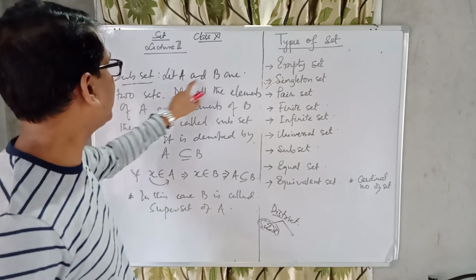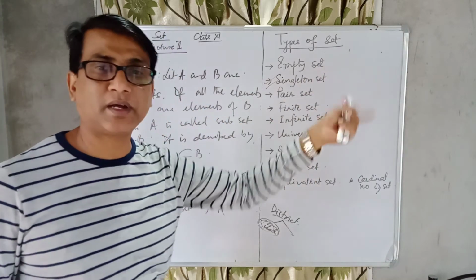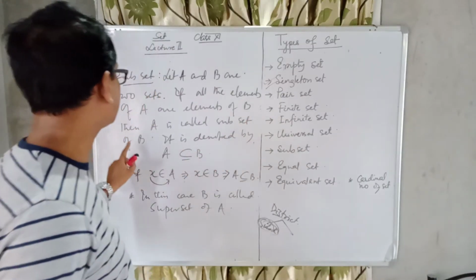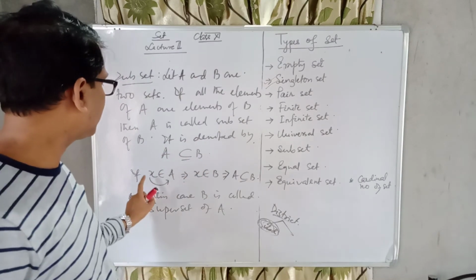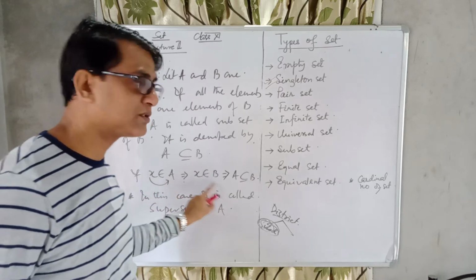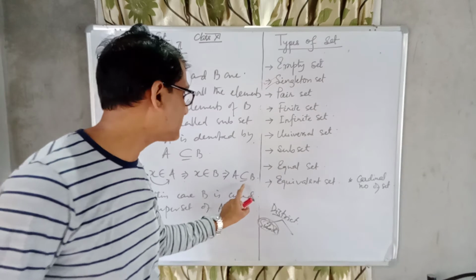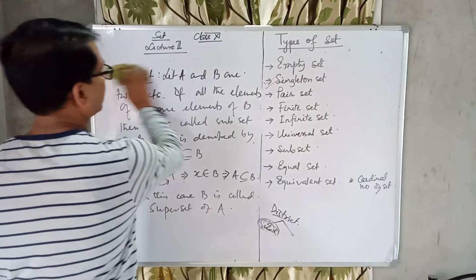Clear? For two sets A and B, if all the elements of A are the elements of B, then A is called a subset of B, denoted A subset of B. In mathematical terms, x belongs to A implies x belongs to B. In this case, B is called the superset of A.